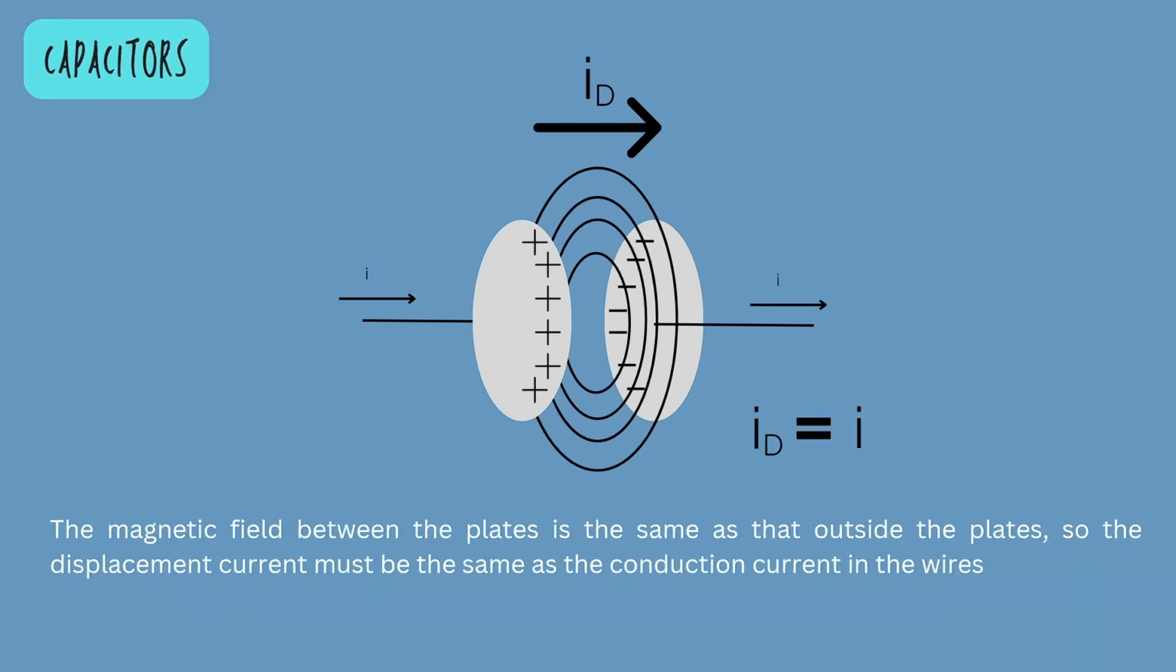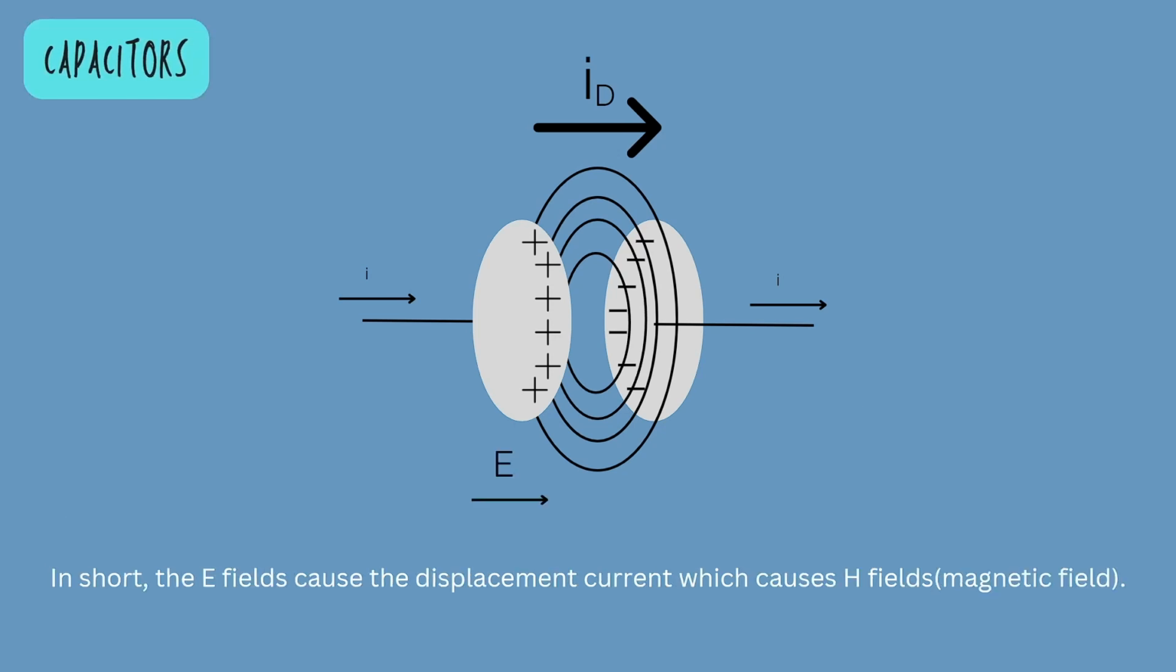The magnetic field between the plates is the same as outside of the plates, so we can deduce that the displacement current is the same as the conduction current in the wires. In short, the E field causes the displacement current, which causes the H field, which is the magnetic field. Thank you.